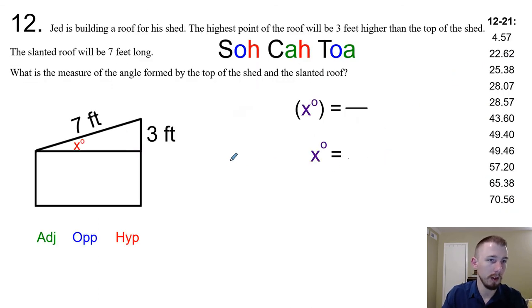All right, number 12, it says Jed is building a roof for his shed. The highest point on the roof will be 3 feet higher than the top of the shed.